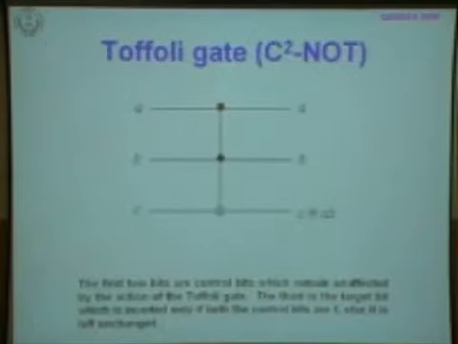This is the Toffoli gate. This is a 3 qubit gate, control, control, NOT. The first 2 bits are control qubits, which remain, and the last one is the target qubit. The first 2 remain unaffected. You get them as such. The last one is flipped if both A and B are 1. Else it is left unchanged.